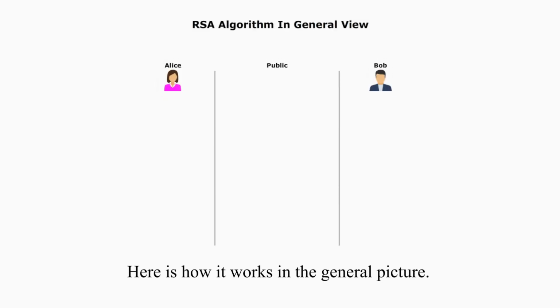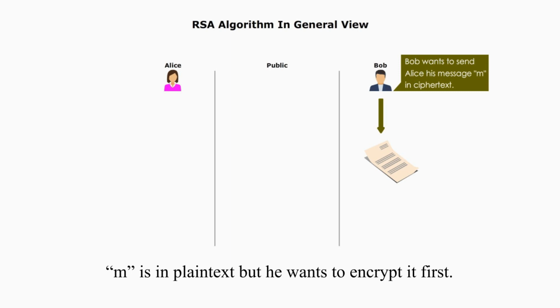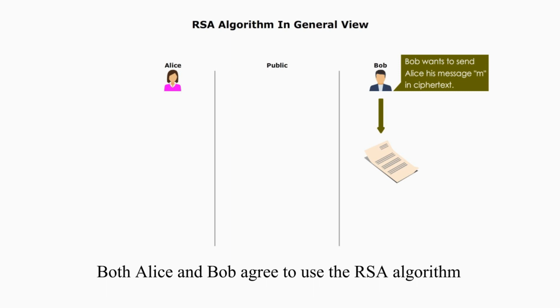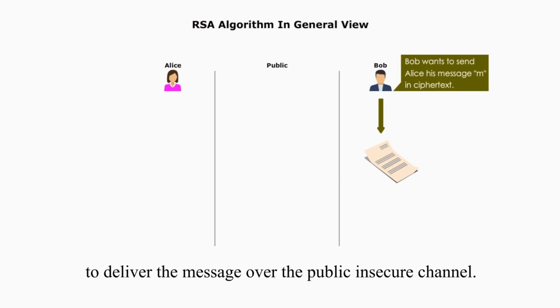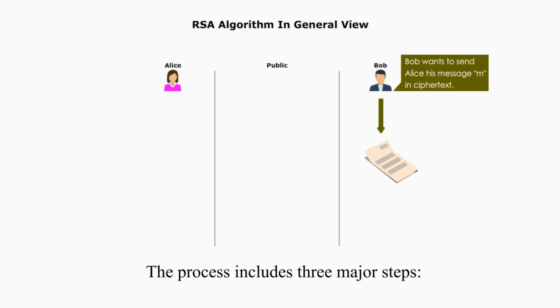Here is how it works in the general picture. Suppose that Bob wants to send his message M to Alice. M is in plain text, but he wants to encrypt it first. Both Alice and Bob agree to use the RSA algorithm to deliver the message over the public insecure channel. Bob must know Alice's public key to encrypt the message, and Alice must use her private key to decrypt the message. The process involves three major steps.